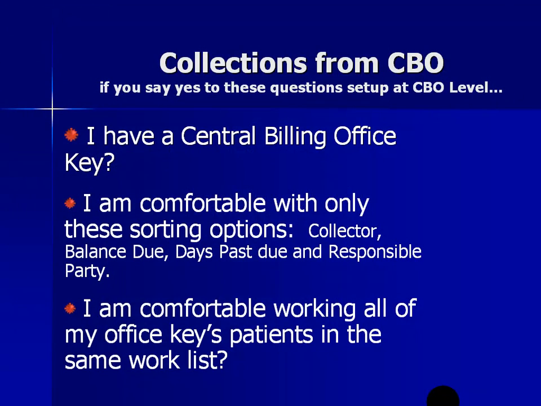Before we get started setting up our system defaults and collections work list, we need to identify what office key we want to set this up at. If you have a central billing office key, you may decide to set your collections module up at the CBO level, or you can do it at the individual office key level. However, you cannot do it in both CBO and individual office keys. You have to make a decision whether you want it in your central billing office versus your individual office keys.